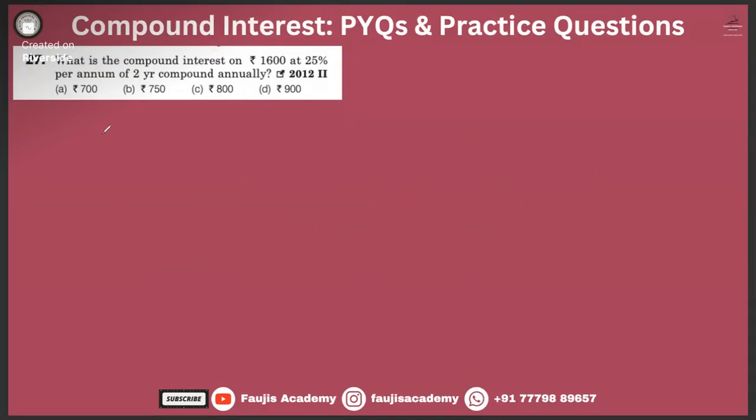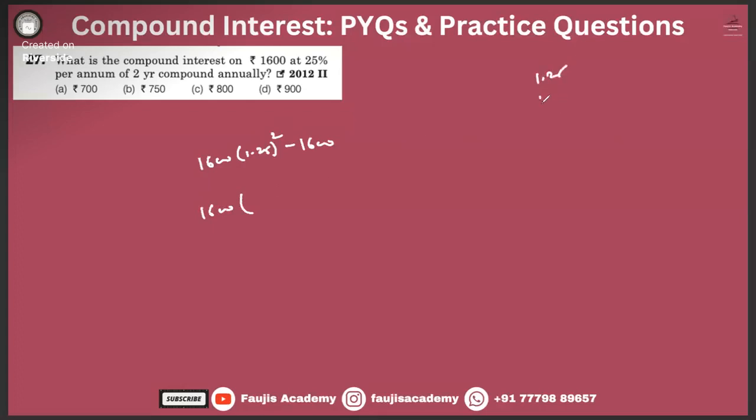But since it was a PYQ, that's why I have included it over here. What is the compound interest on 1600 at 25% per annum for two years, compounding annually? That means 1600 into 1.25 squared minus 1600, right? So 1600, what is 1.25 squared?